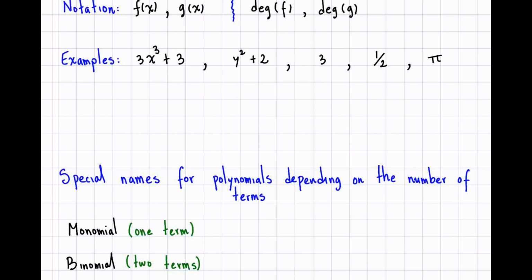Also, the numbers can be considered polynomials. 3, for example, is a polynomial. 1/2 is a polynomial. Pi is a polynomial. They are called constant polynomials.